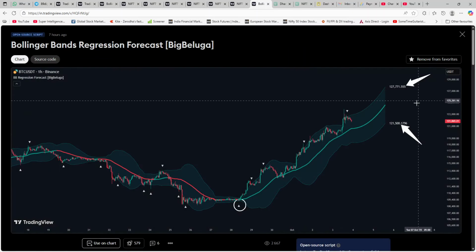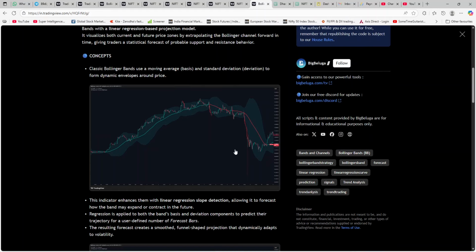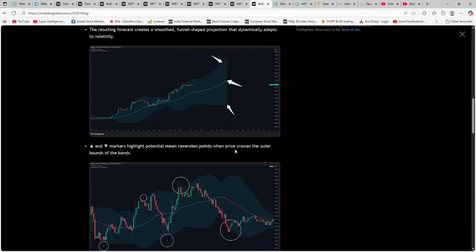Yeah, he's explained this point. So basically, it's not nuclear science. It's very simple. It's not a very complex indicator to understand. It's pretty easy to understand.